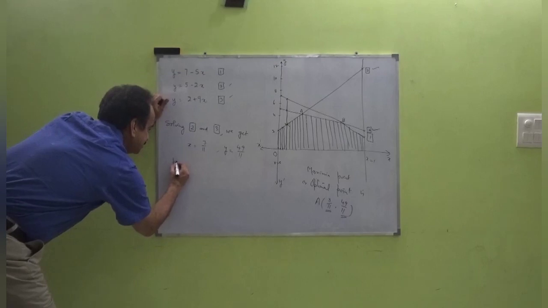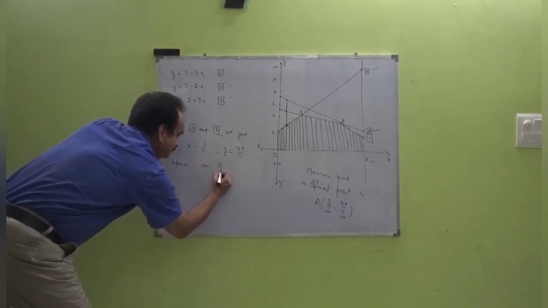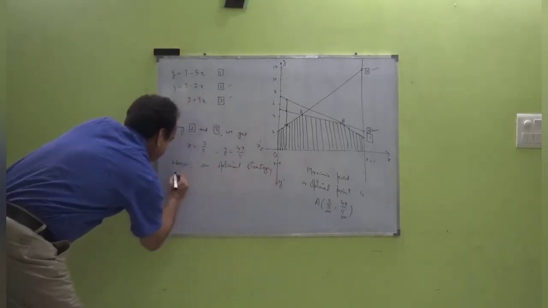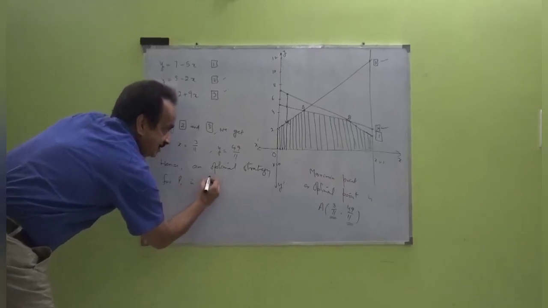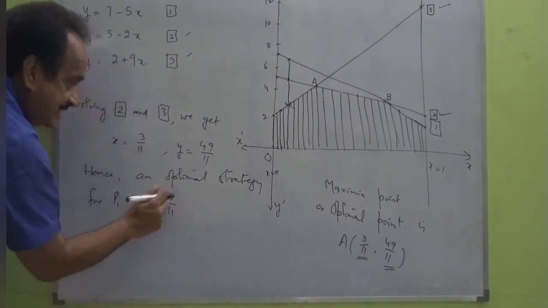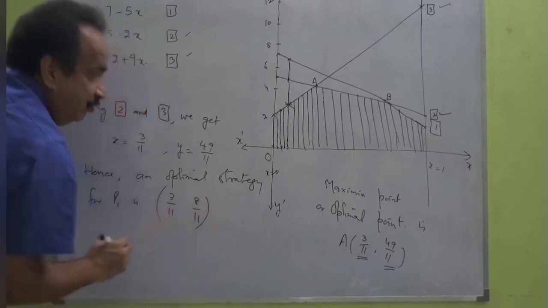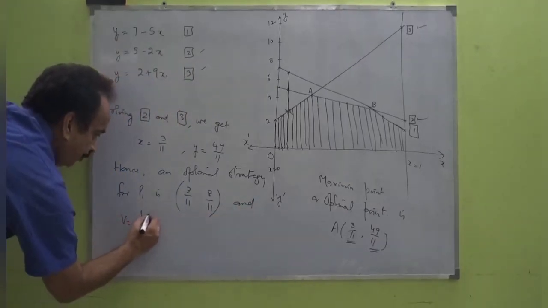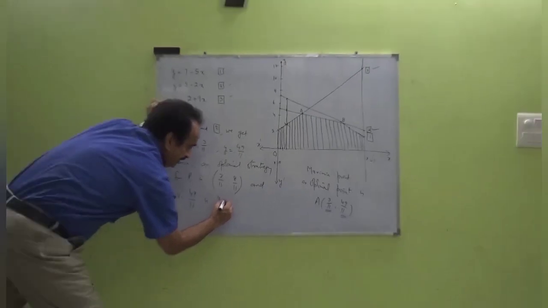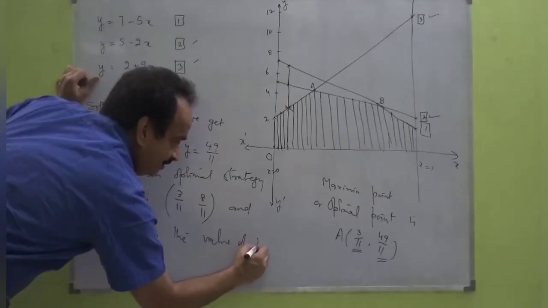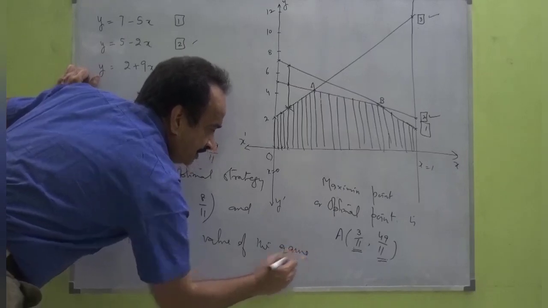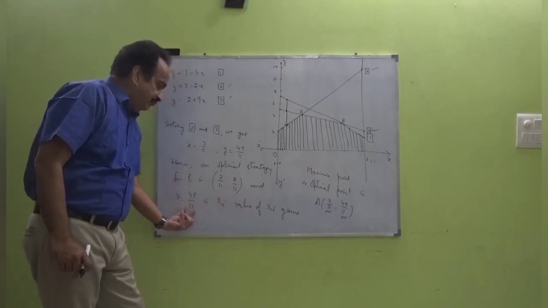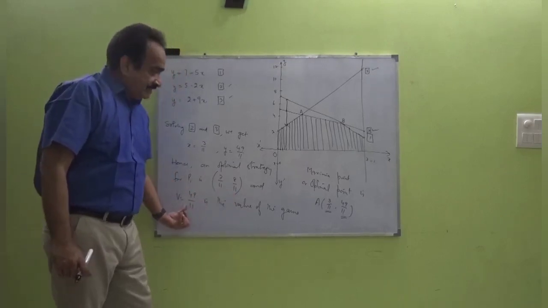Hence, an optimal strategy for P1 is 3 by 11, this is x, and then 1 minus x, which is 1 minus 3 by 11, is 8 by 11, and v equal to 49 by 11 is the value of the game. So using this graphical method, we obtain that the optimal strategy for P1 is 3 by 11, 8 by 11, and v equal to 49 by 11 as the value of the game.